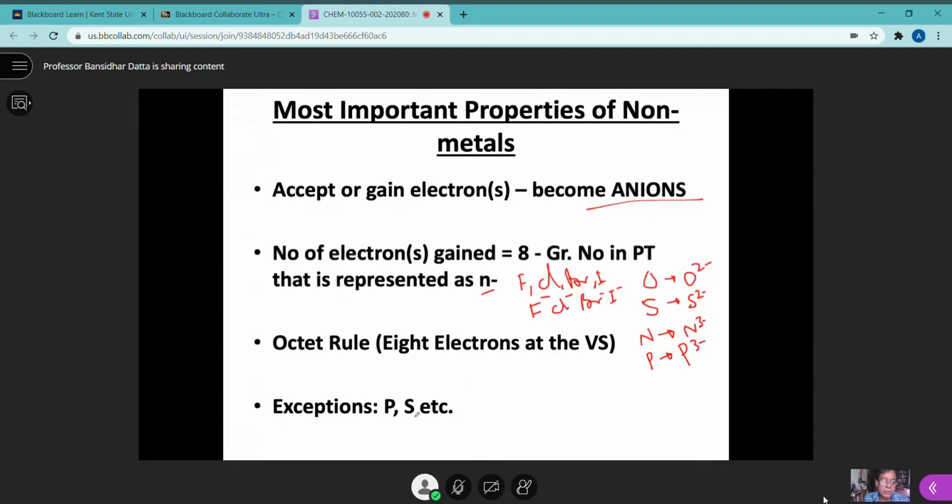There are some exceptions, specifically phosphorus and sulfur. They can have more than 8 electrons in the outer shell, and we'll give some examples down the road.